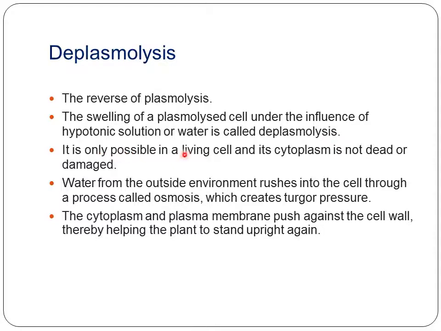Now it is only possible in a living cell whose cytoplasm is not dead or damaged. If it is dead or damaged, we can't see the changes in this cell. Now what happens in this deplasmolysis? Water from outside the environment rushes into the cell through the process of osmosis, and the cytoplasm as well as the plasma membrane push against the cell wall, thereby helping the plant to stand upright again.